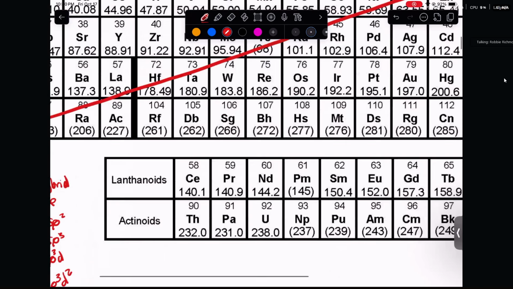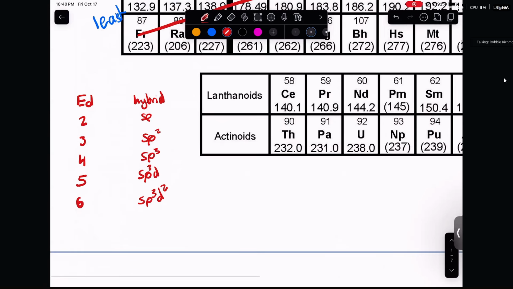Another thing that I highly recommend memorizing and writing down first thing when the exam starts, before answering any questions, is this quick little chart. ED is electron domains, and hybrid is the hybridization. If you have 2 electron domains, that's sp. If you have 6, that's sp3d2. That's very relevant whenever a question asks you for the hybridization orbitals.